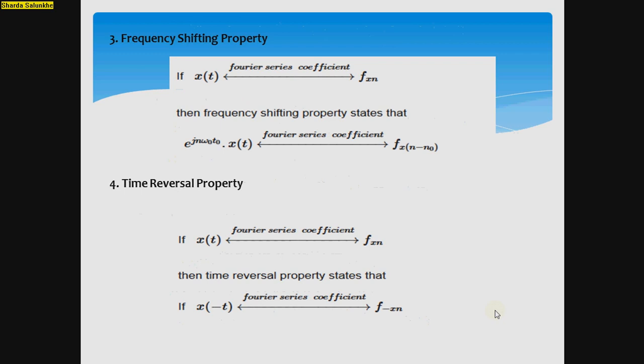Then the frequency shifting property. If x(t) has Fourier coefficient X(n), then the frequency shifting property states that e raised to j n0 omega_0 t times x(t) has the coefficient X(n minus n0). Then the time reversal property. If x(t) has coefficient X(n), then the time reversal property is that x(minus t) has coefficient X(minus n).